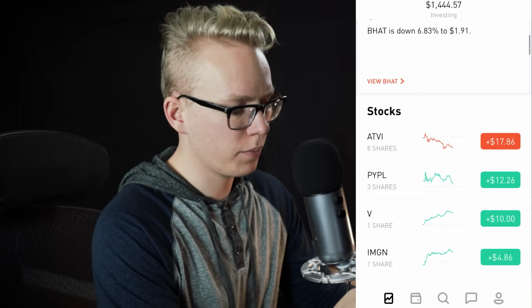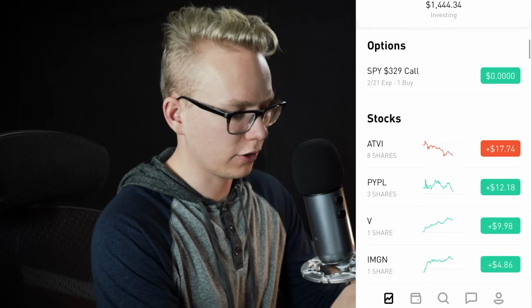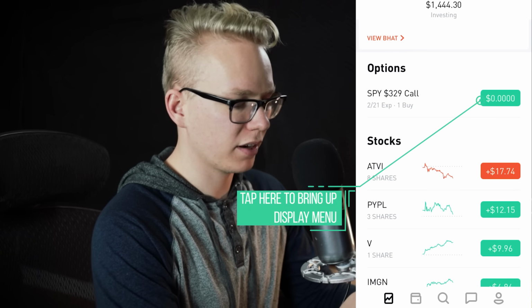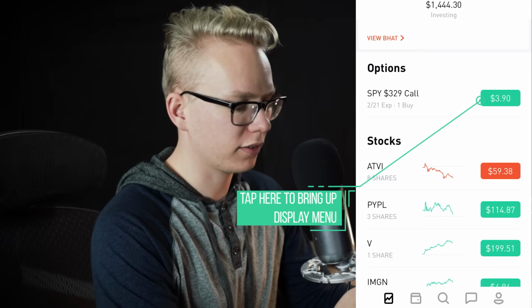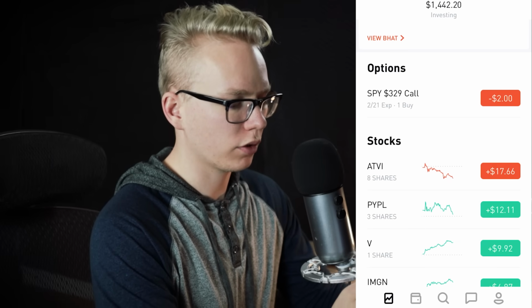So if we go back to our home menu, you can see this option is going to pop up here, hopefully in a second. There it is. All right, a SPY call has popped up. And we have not made money. We have not lost money yet. It's just at $0 as a total return. And you can see the last price is $390, and how much money I put into it, $388. Now if we go to total return, we're down $2 already.